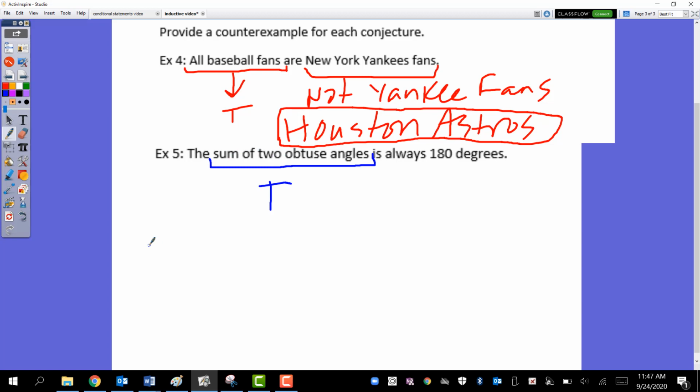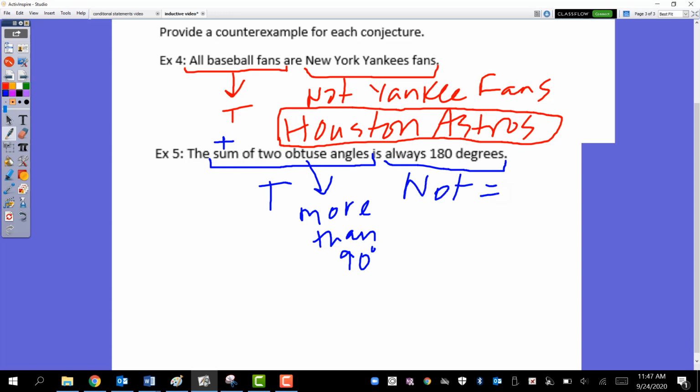First of all, we know sum means adding. We know obtuse means more than 90 degrees, and we want the sum to not equal 180. Well, we can do that. First of all, you need to pick two obtuse angles, so two numbers that are more than 90 degrees. I'm going to pick 100 and 120.